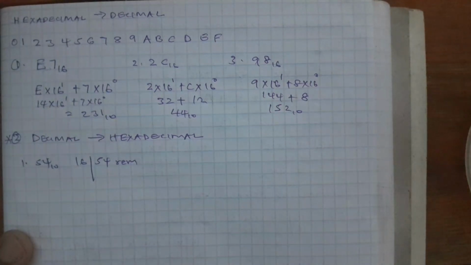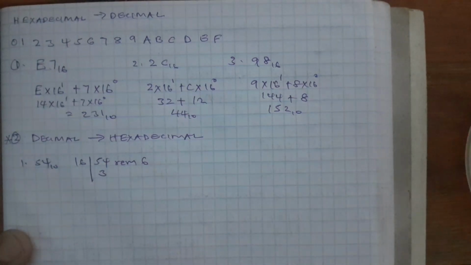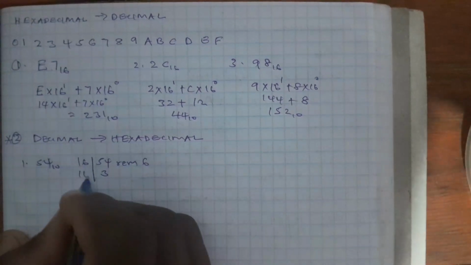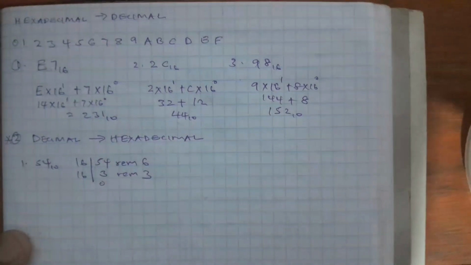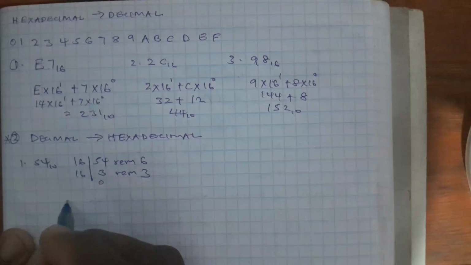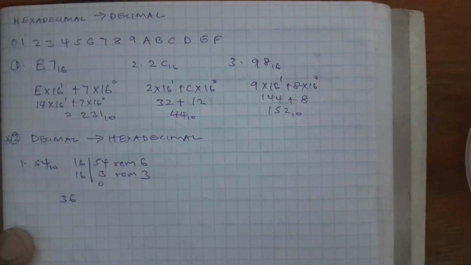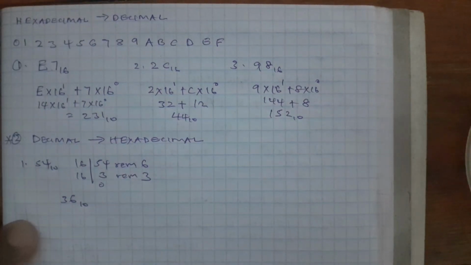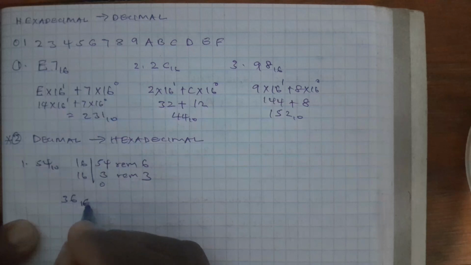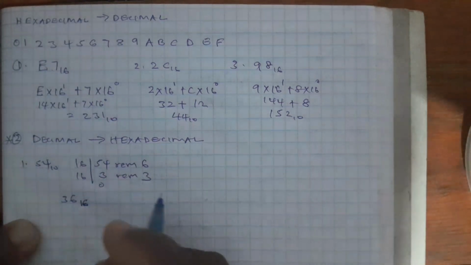54 divided by 16 is 3, and the remainder is 6. 3 divided by 16 is 0, and the remainder is 3. And then you take from the most significant bit to the least significant bit. We have 36 in decimal to the base of 10. That is 36 to the base of 16, which is now a hexadecimal number.